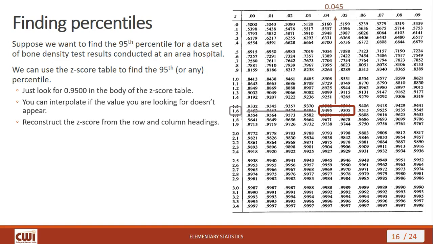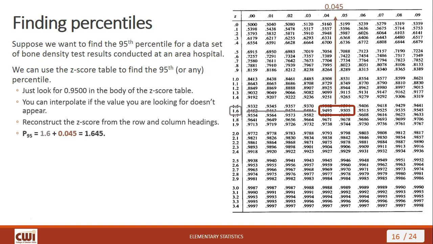As I mentioned before, the row heading is 1.6, so now we have what we need to reconstruct our z-score. We're just going to add those two numbers together, and that gives us the percentile, the 95th percentile, 1.645.